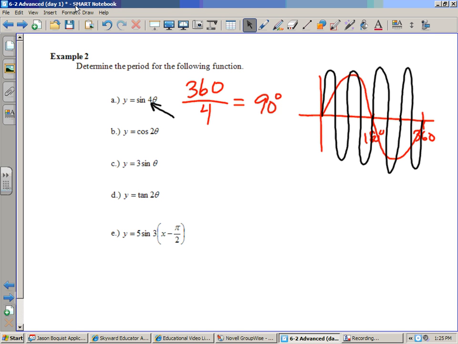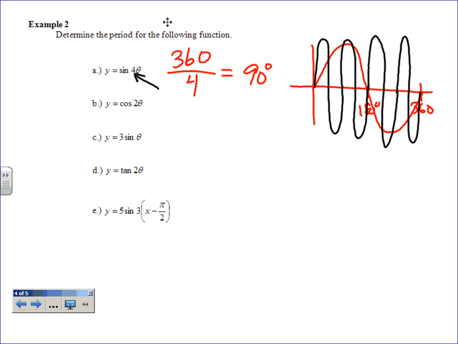Some people like the formula, some people like the music reference. Depends on how you look at it. So how about for cosine? What is the normal period? 360. So I would normally hear the song just once in 360, right? Now I'm going to hear it twice, so how long is it going to take to hear it once? Only 180 degrees.